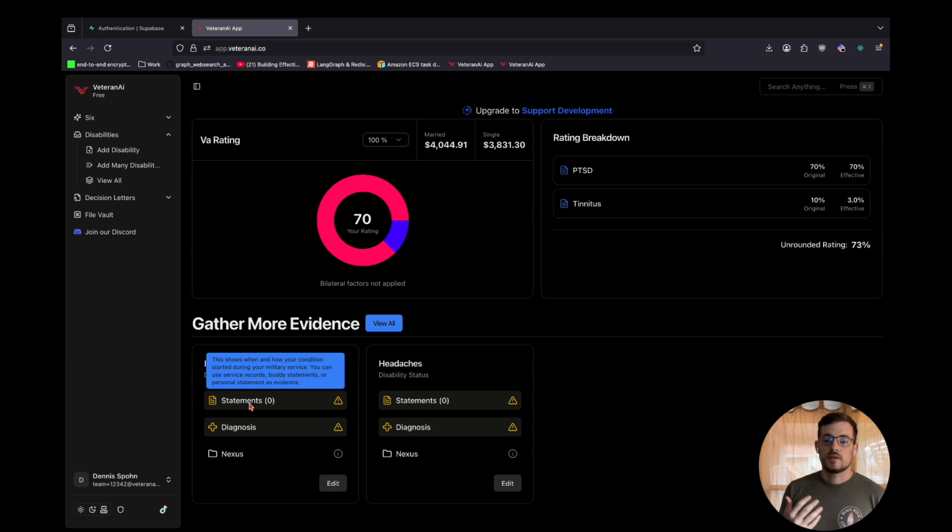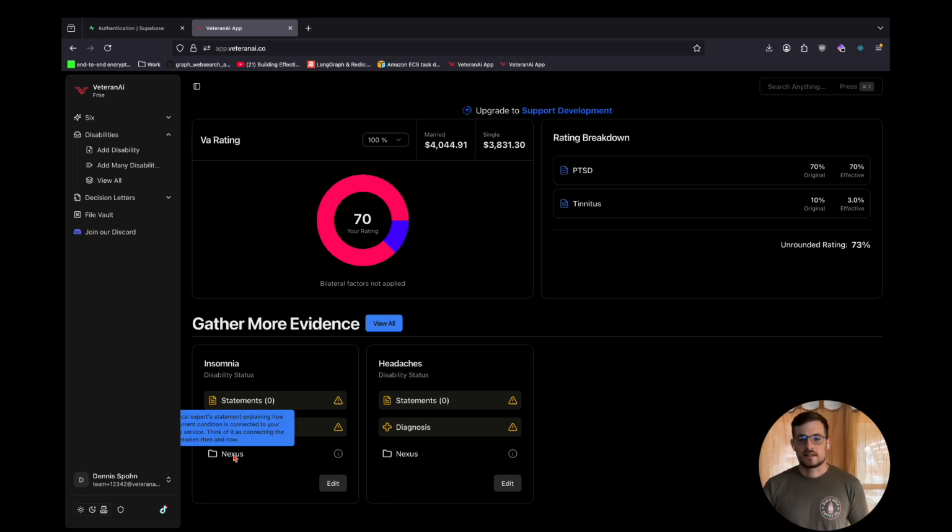For statements, we utilize statements at this time to help you, the veteran, show that there was some sort of in-service event or some sort of linkage between a primary and secondary condition. For example, my tinnitus is causing me headaches. These are the symptoms. Again, that can help you substantiate that claim.